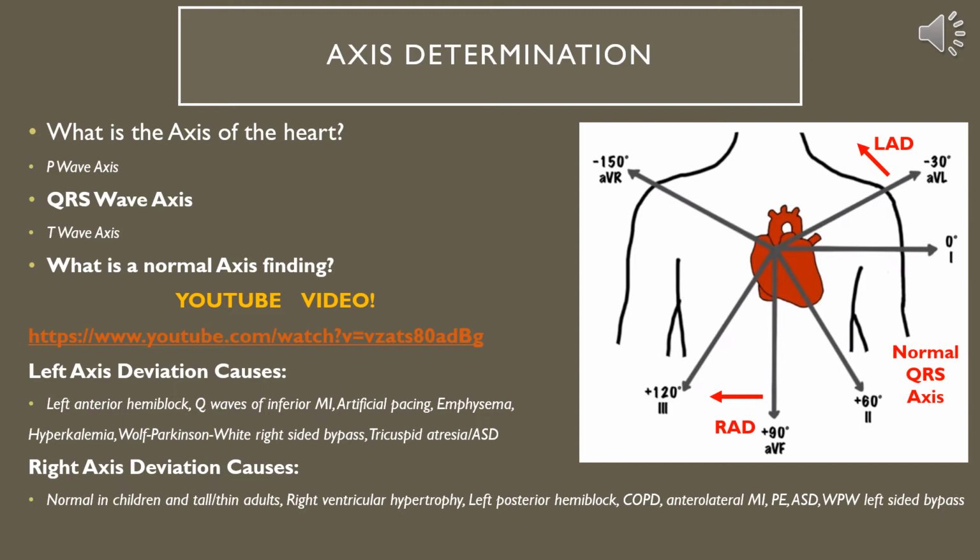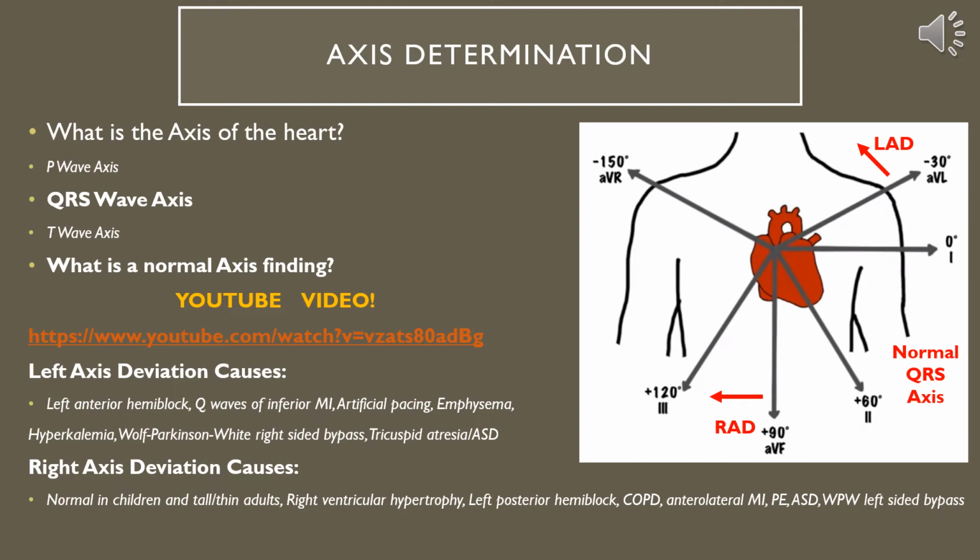When we're looking at determining axis deviation, it's going to be evaluating if the electrical flow is outside of the normal limit. The normal axis range is anywhere from your AVL axis at -30 all the way to your positive 90 degree AVF axis. So any type of electrical flow between -30 and positive 90 is considered normal. Okay, and we'll talk more about how to evaluate where the axis is in the coming slides.